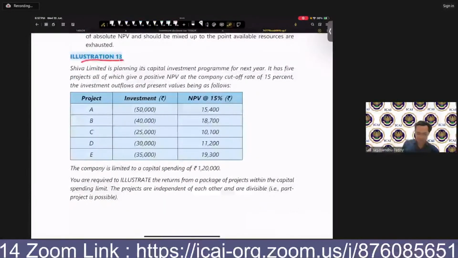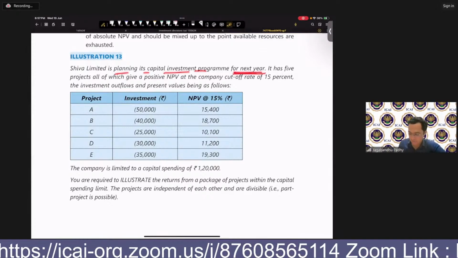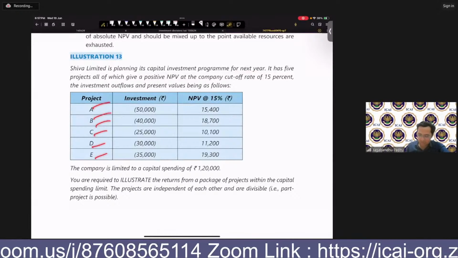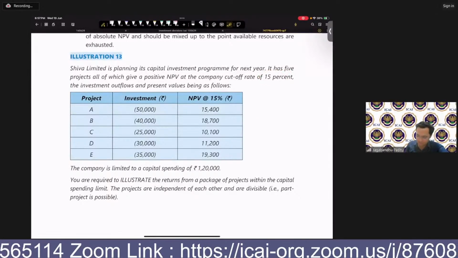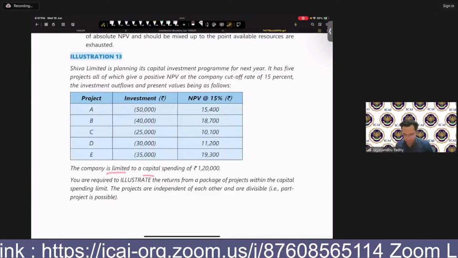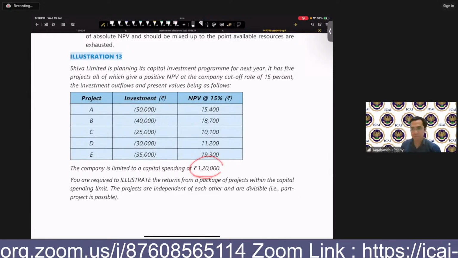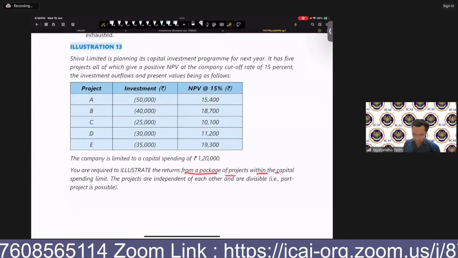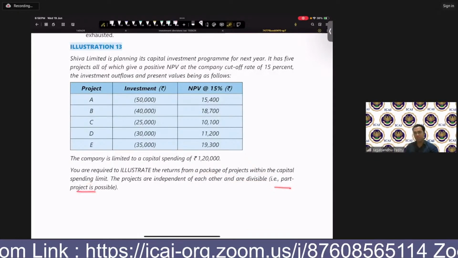So let's take an example, illustration 13 which we have in our module. Shiva Limited is planning its capital investment program for next year. So for the next year, we have this capital investment project where they have given 5 projects available to us. We have got a cutoff rate of 15%, and these projects have already been calculated using NPV. The company is limited to capital spending of 1,20,000, so it means the company cannot invest more than 1,20,000. You are required to illustrate the return from a package of projects within the capital spending limit. The projects are independent of each other and also divisible, that is, part project is also possible.